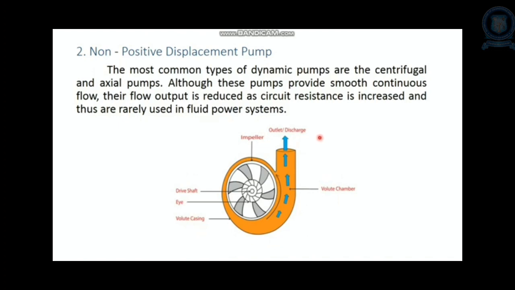So I think you have studied a simple overview of the first unit of hydraulics and pneumatics.